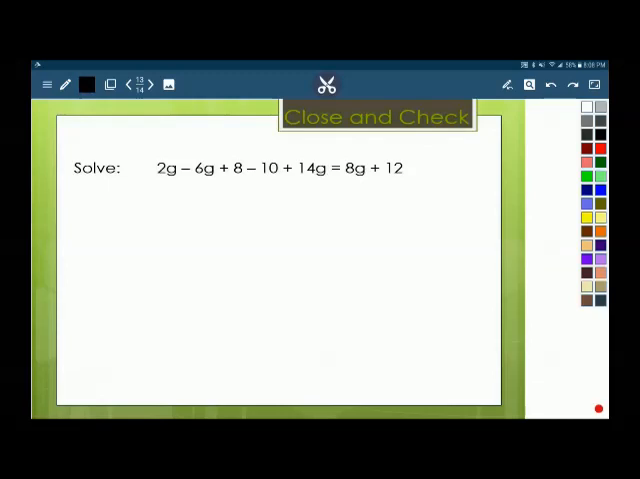I got one last closing check question for you. See if you can do this on your own. It looks a little bit longer, but it's still the same skills that we've been practicing throughout the entire lesson. Just take it step by step like we did in all the different problems. Give it a try.